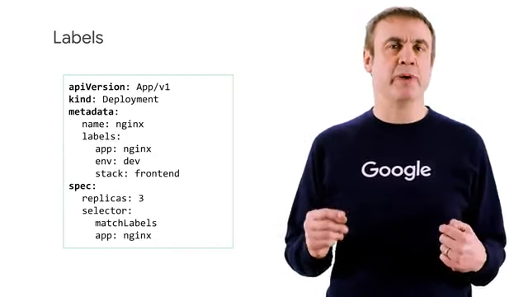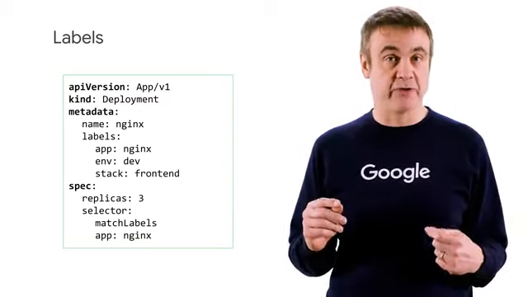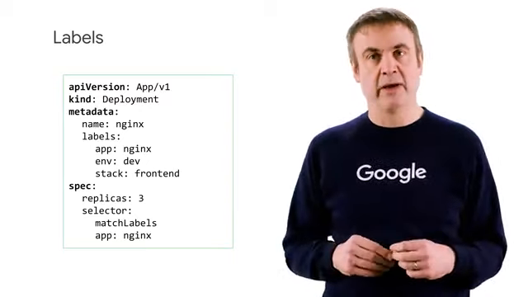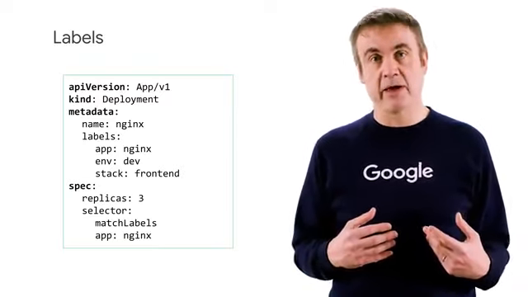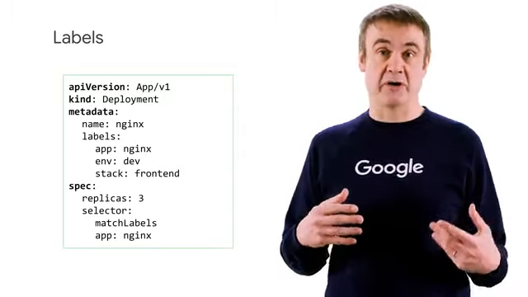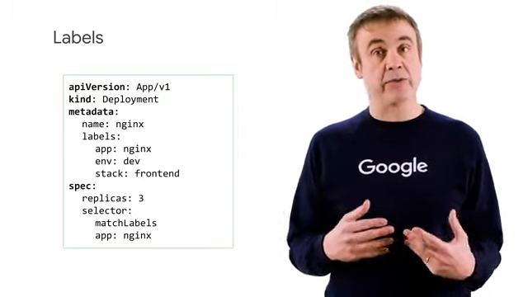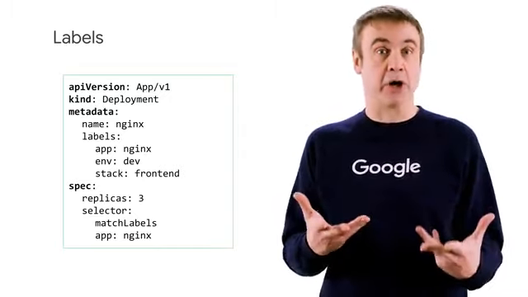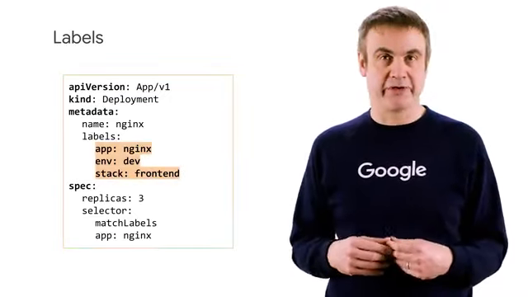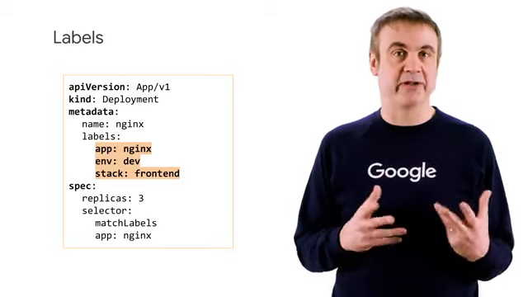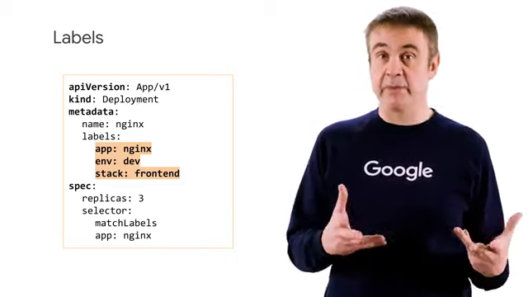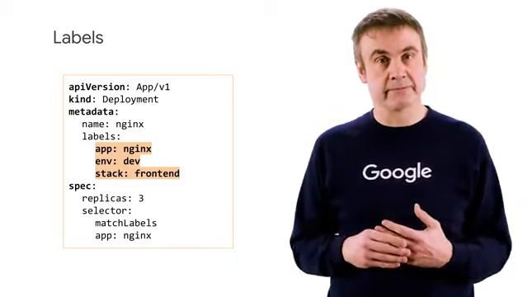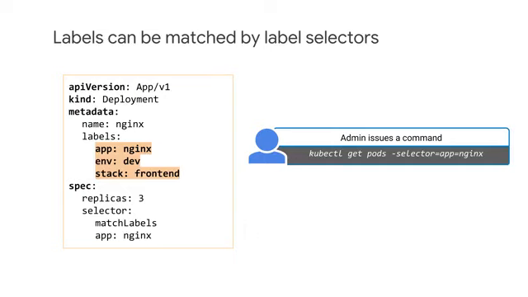Labels are key value pairs with which you tag your objects during or after their creation. Labels help you identify and organize objects and subsets of objects. For example, you could create a label called app and give as its value the application of which this object is a part. In this simple example, a deployment object is labeled with 3 different key values: its application, its environment, and which stack it forms a part of. Various contexts offer ways to select Kubernetes resources by their labels.